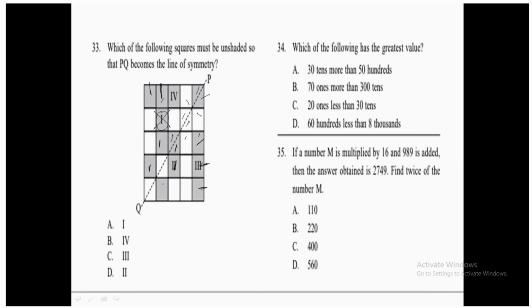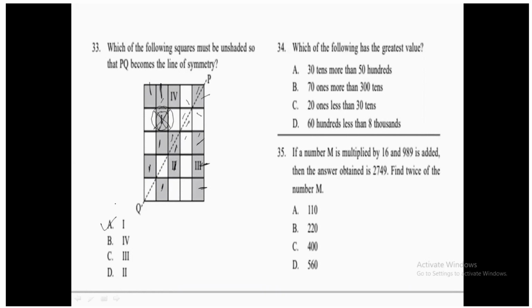has this as a symmetrical, but only square one has no symmetrical shape. Okay, if this square is colored over there, then we can say that it has a symmetrical part. Now this square number 1 has no symmetrical square over there on that side of PQ. Okay, so that's why if we are going to remove this, that's how we can make this PQ a line of symmetry. So what is the correct answer? The correct answer should be option number A, which is square number 1.